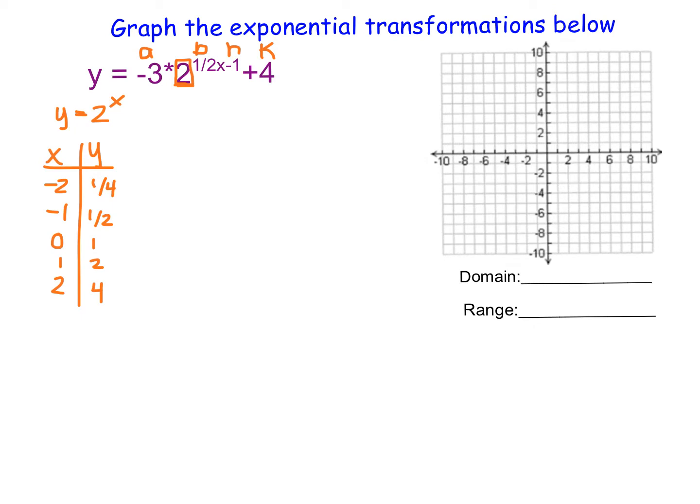Now from here, what we're going to do is we're going to apply a and b first, because multiplication comes before addition and a and b are transformations that are taking place using multiplication. Now remember, our a transformation is going to happen over here to y. So we're going to take all of our y values because a is a vertical stretch, and so that's going to change the y coordinates, and we're going to multiply them all by -3.